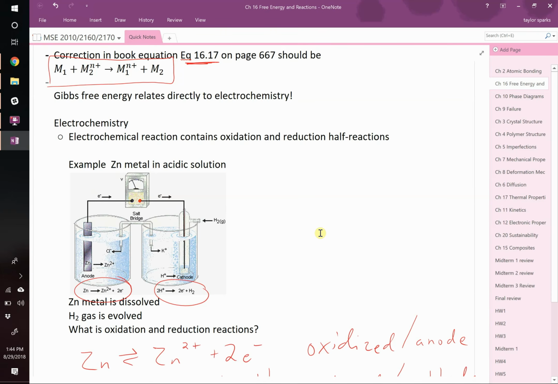So we're out of time. When we pick up class next time, we're going to do some examples of this, and then we'll probably move on to chapter 10 after this.